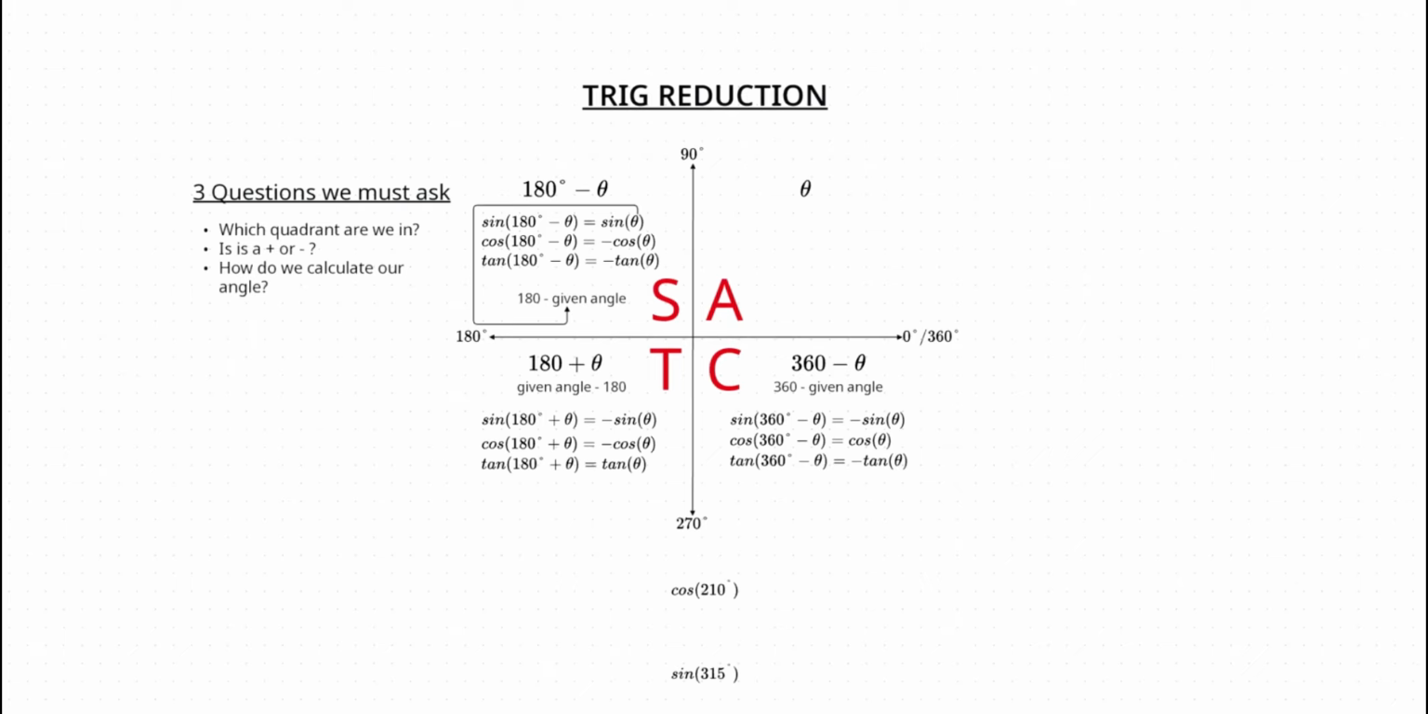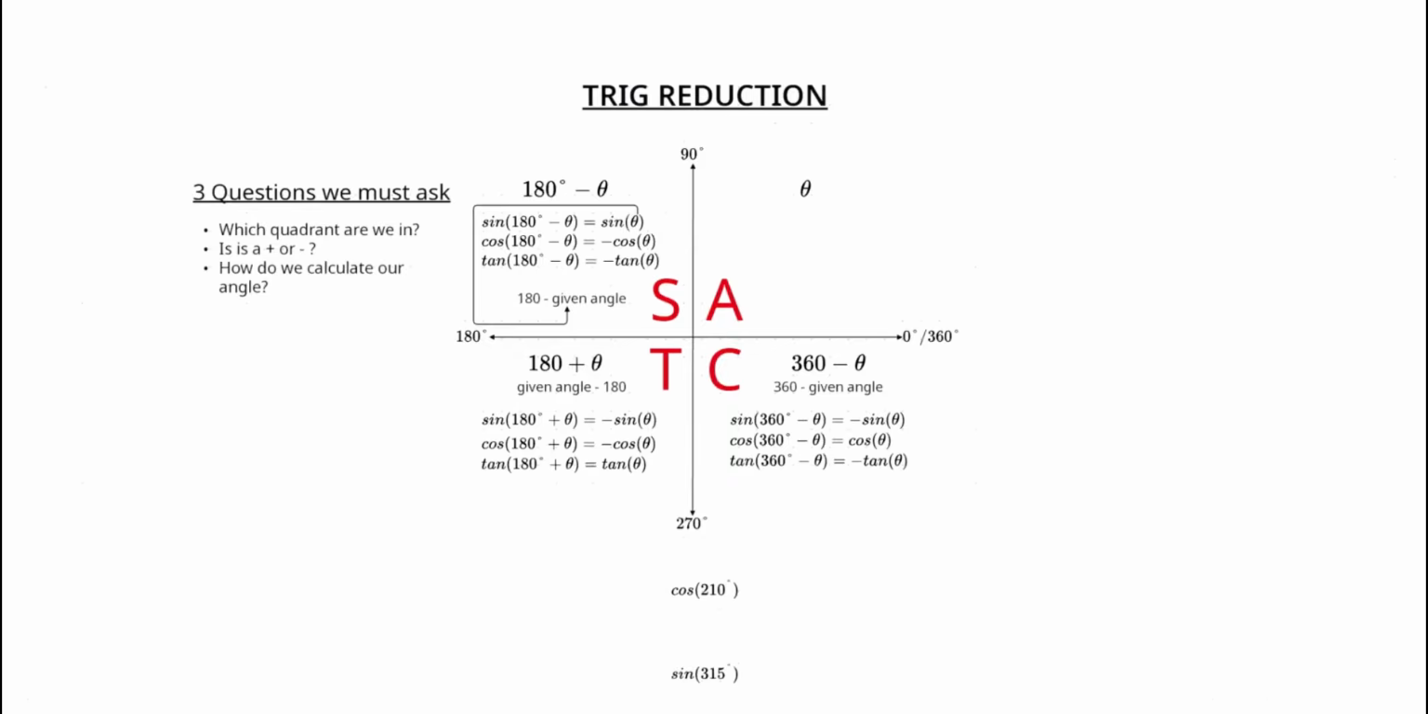S means in the second quadrant that only sine is positive once we reduce, the second quadrant being from 90 degrees to 180 degrees. And T means that only tan is positive when we are reducing between 180 degrees and 270 degrees. And here we have the fourth quadrant, and this is the C, which means that only cos is positive when we are reducing from 270 degrees to 360 degrees.